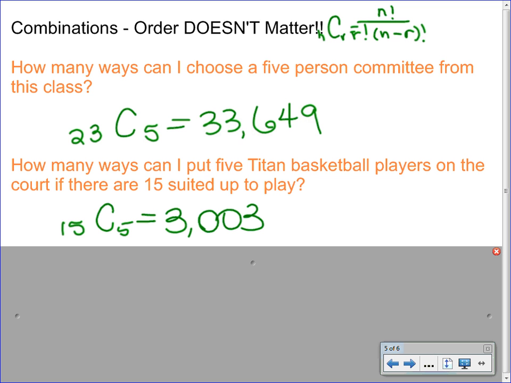Question, is a permutation or a combination going to give you a larger number? Permutation, there's going to be more ways because of that order being important. Okay?